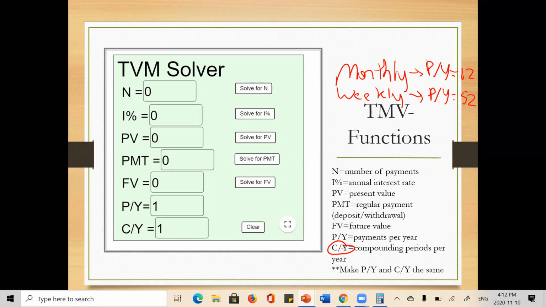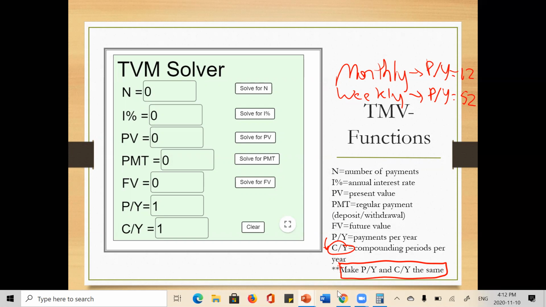And the C/Y underneath it is how many compounding periods there are. All you need to know for now is that you essentially want to make them the same. Don't worry too much about why it works that way, but we are only focused on examples where the number of compounding periods and the number of payments per year are the same. So they have to match up with each other. If we make weekly payments, we're going to be compounding weekly. If we make monthly payments, we're going to be compounding monthly. So the number of payments per year and the number of compounding periods per year have to be equal to each other.